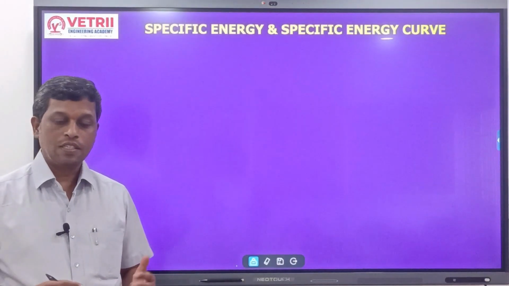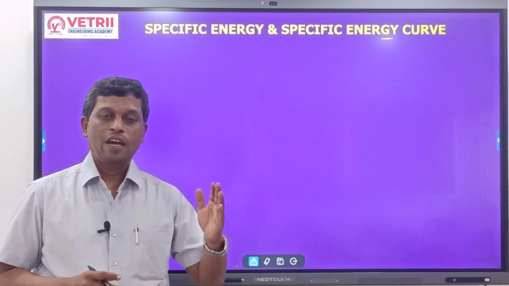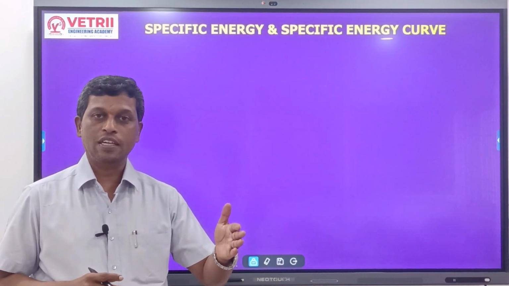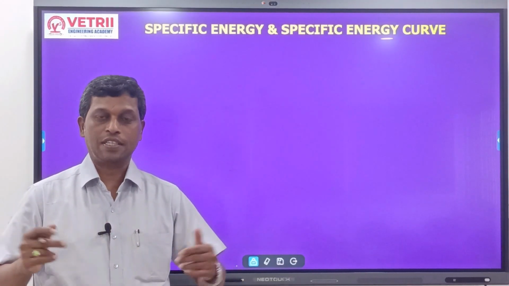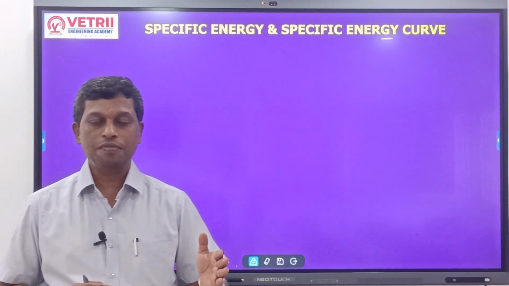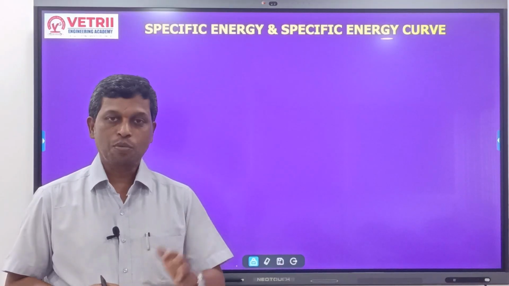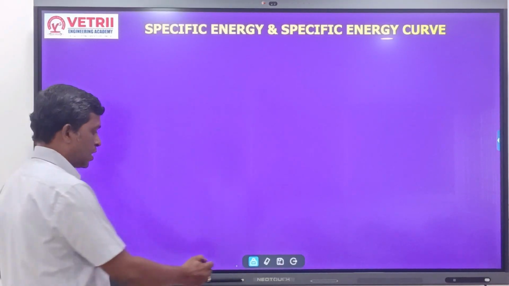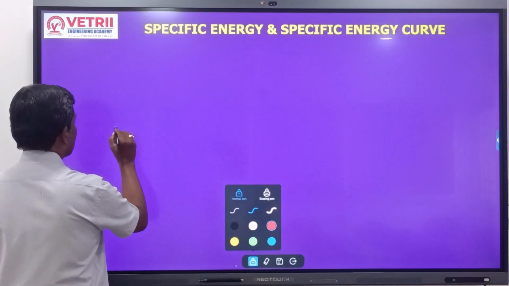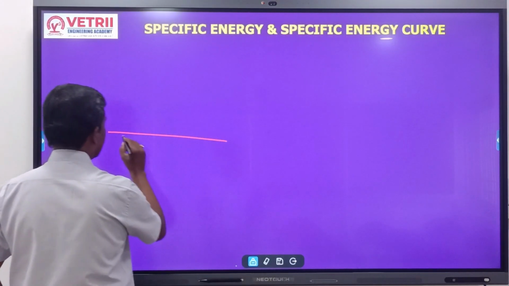So specific energy, students. We know that fluid flow is taking place in a channel. If we calculate the total head or total energy at different sections, we already know this is the sum of the pressure head plus datum head plus kinetic head. Suppose I draw a longitudinal section of a channel, so this is the bed of the channel.